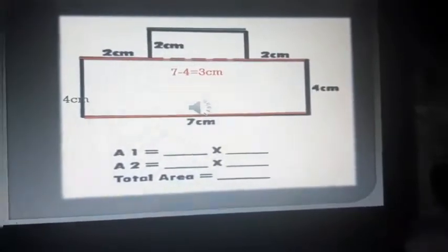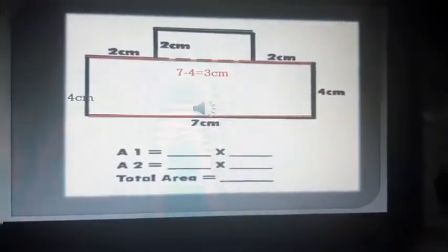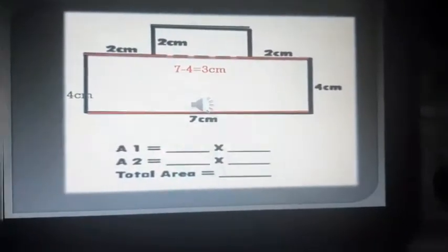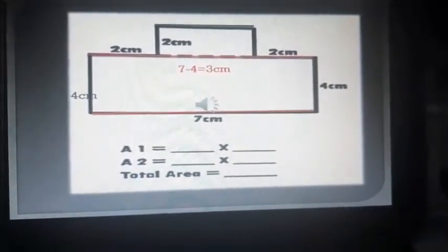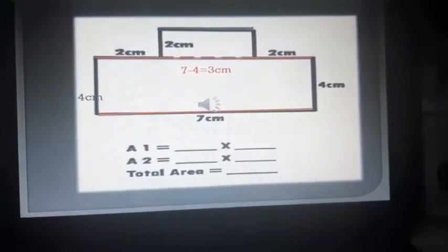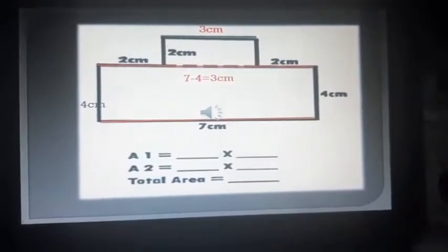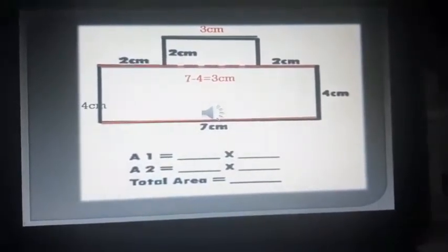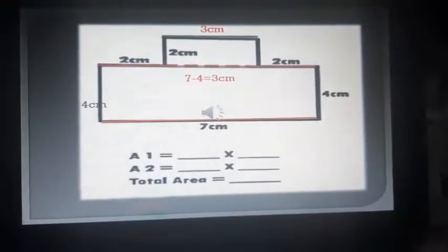But he gave you two parts of it. The first part he gave you is 2 centimeters and the second is 2 centimeters, so the remainder part from 7 equals 3. Make minus between 7 and 4. Okay, and the opposite side equals 3. Now you have two shapes. The first has two dimensions, 3 and 2, and the second has two dimensions, 7 and 4.